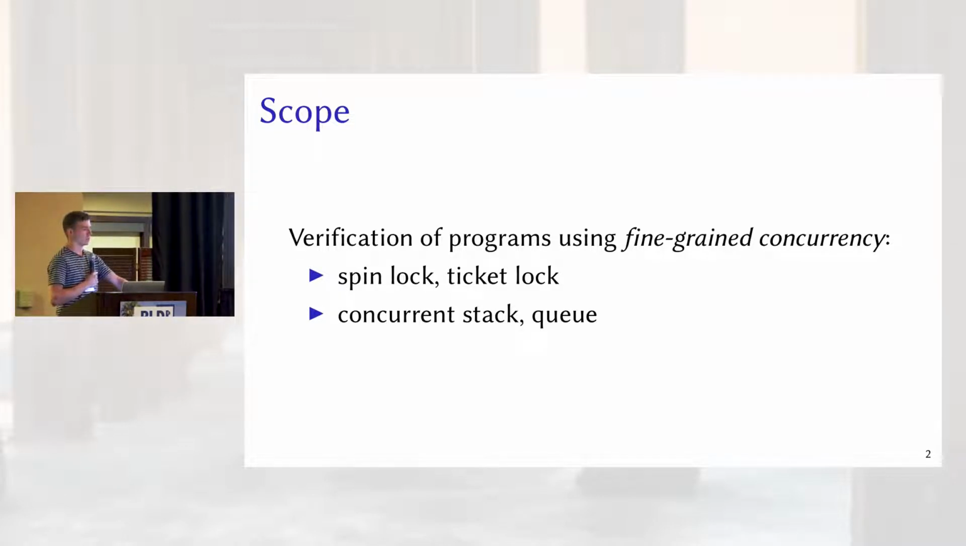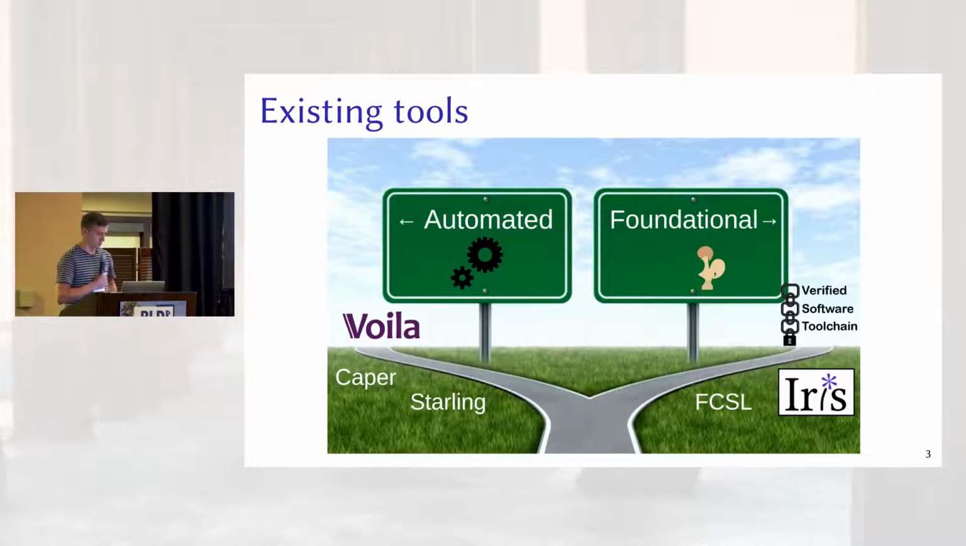Now, if you write such a program and you want to show this is correct, there are various tools available, but they basically fall into two categories. On the one hand, you have automated tools, such as Voila, Caper, and Starling. And here you need to spend relatively little user effort to perform this verification. However, these tools are typically less expressive, and you need to trust that the authors did a good job in the implementation of these tools.